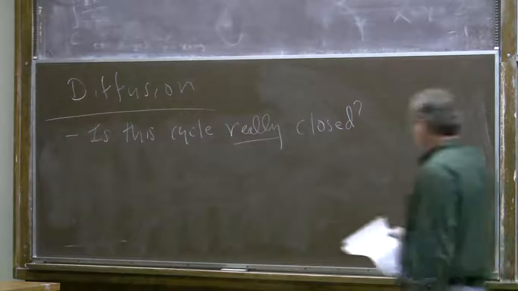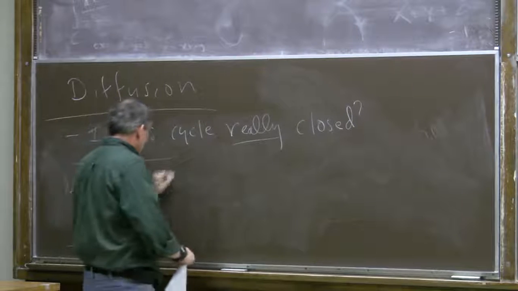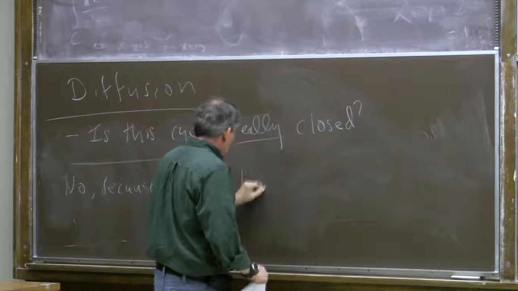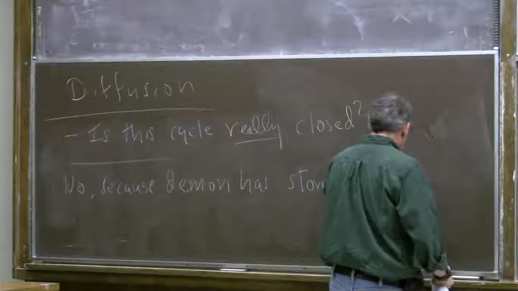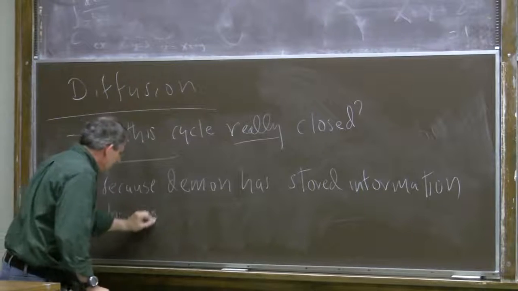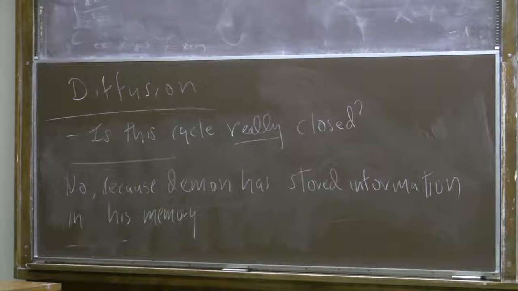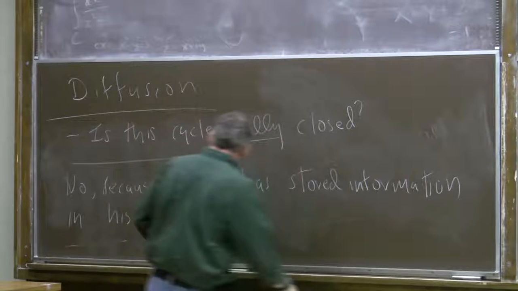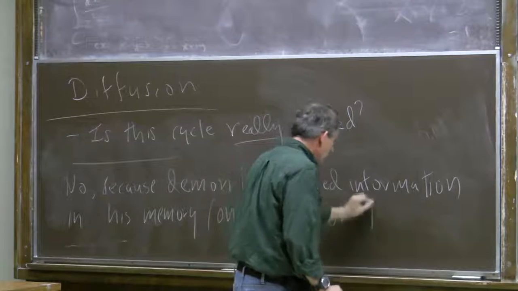The demon has stored information in his memory. He had to store it, right? He made the measurement to figure out whether the molecule was on the left or the right. He wrote that down. Then he was able to figure out how to load the wall during the isothermal expansion. What he stored was one bit. Whether it was left or right when he measured it.